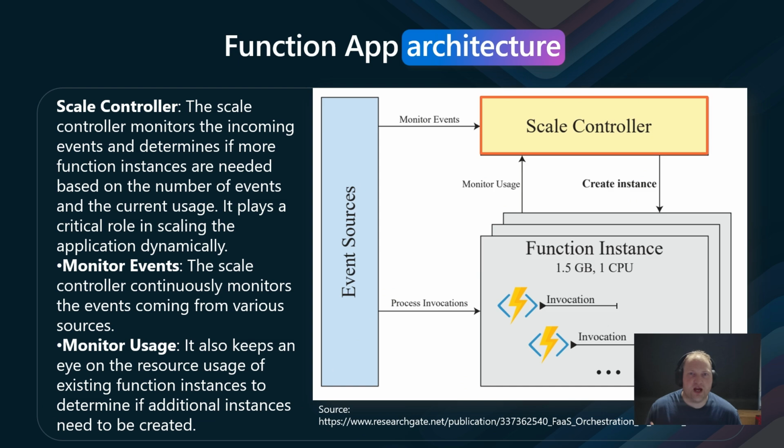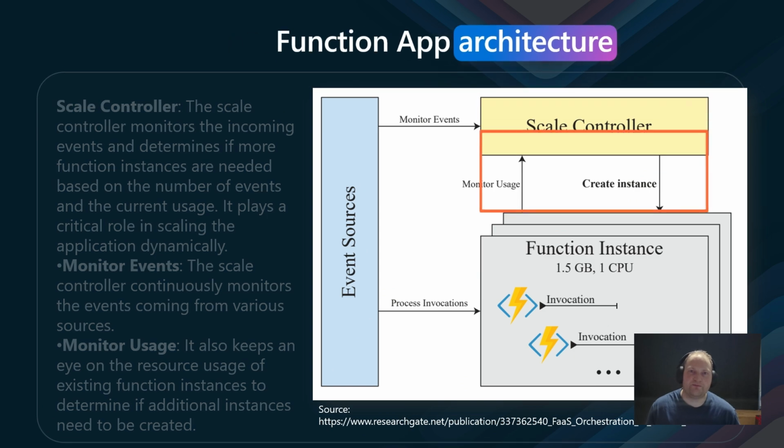Then you've got your scale controller. The scale controller monitors the incoming requests and determines if more function instances are needed based on the number of events and the current usage. It plays a critical role in scaling the application dynamically. The scale controller continuously monitors for events that are coming from the various sources. It also keeps an eye on the resource usage of existing function instances to determine if additional instances need to be created or destroyed.